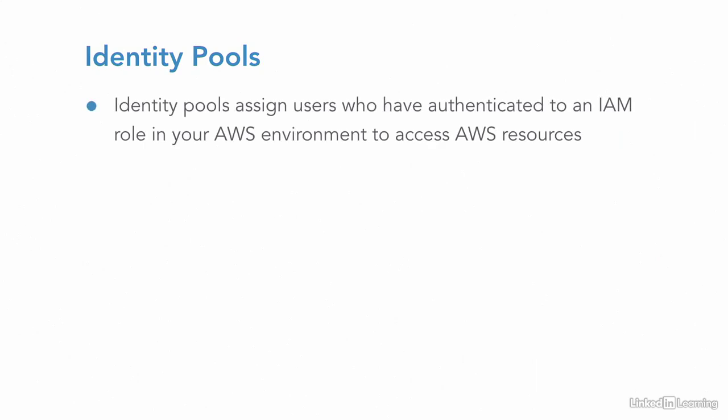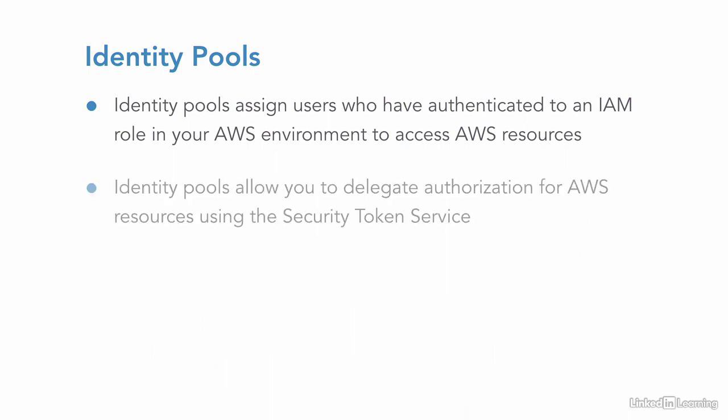These are going to assign users that have authenticated to an IAM role in your AWS environment to access AWS resources. So a different interface to assign the IAM role for access to Amazon resources. Since I'm externally authenticating, the identity pool will allow me to delegate authorization for the resources using the Secure Token Service, the same service that we used when we were dealing just directly with Identity and Access Management.